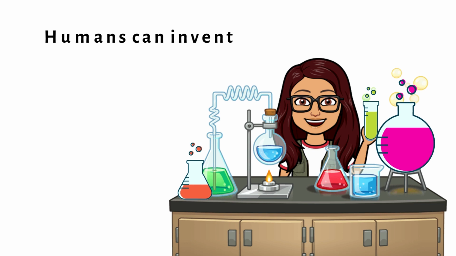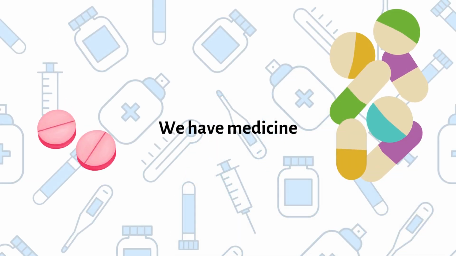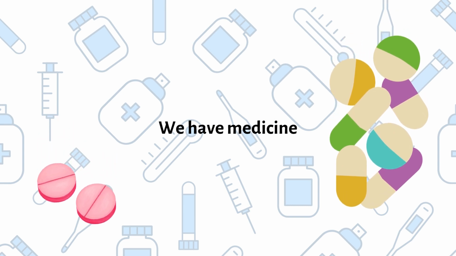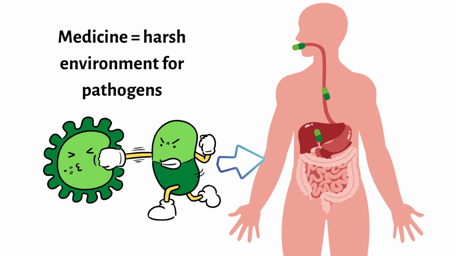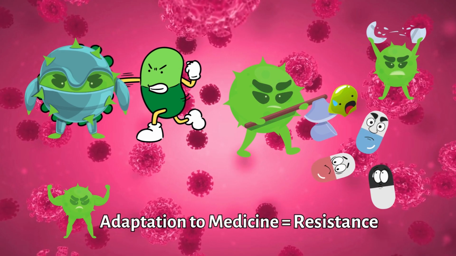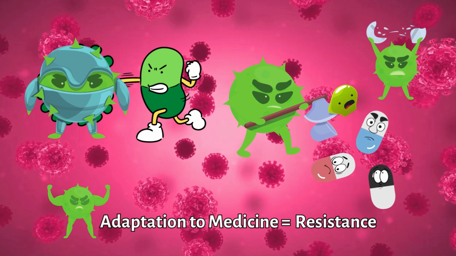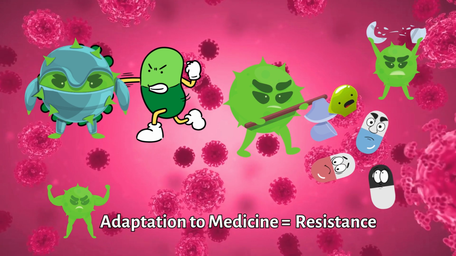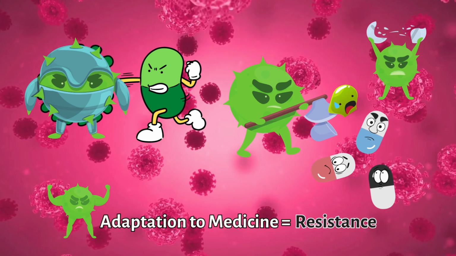But guess what? We humans can do some things that microbes can't do, and that's invention. We have medicine, and when we take medicine, we change the environmental conditions in our bodies where the microbes are living, and that makes it harder for microbes to live. Unfortunately, as we've already learned, microbes are the ultimate survivors. They can adapt, sometimes very quickly, even to medicine. And when they adapt to a medicine, we call it resistant.